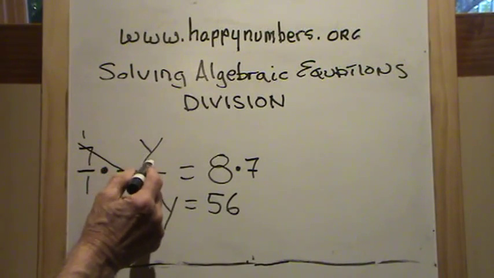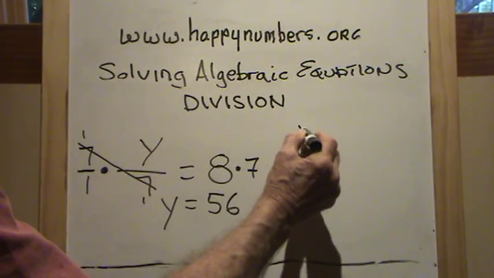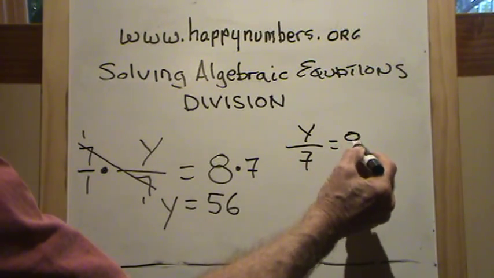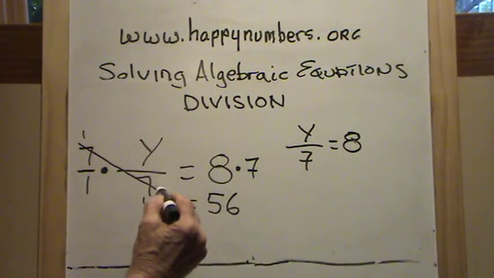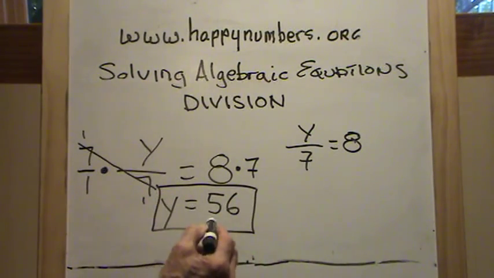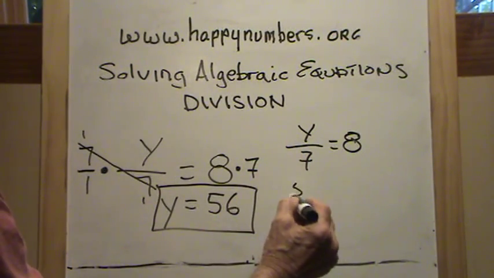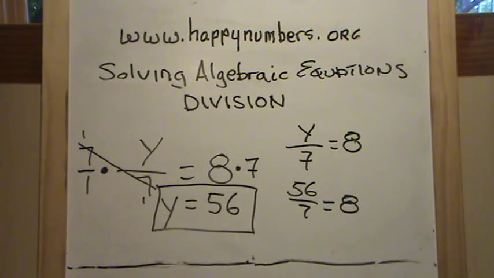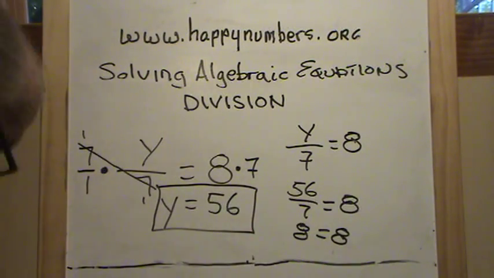Let's go back to our initial equation. y divided by 7 equals 8. And we're saying that y equals 56, so let's substitute 56. 56 divided by 7 equals 8. 56 divided by 7 does equal 8. 8 equals 8, and therefore our answer is correct.